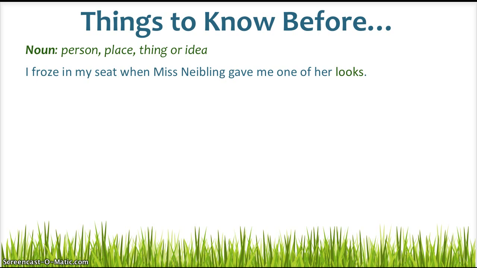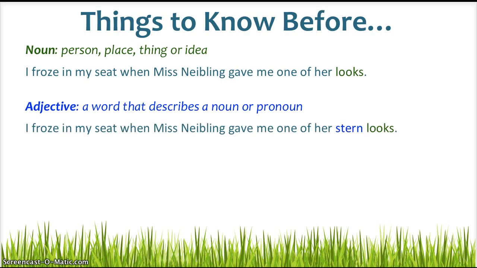Now, there's several nouns in this sentence, but the important one that I want you to see right now is looks. Looks is a thing. Now, the way it's used in this sentence, it's not very descriptive. We need to be able to know what kind of look Miss Niebling gave her student. So, this is where an adjective comes in. What's an adjective, you ask? Well, an adjective is a word that describes a noun or a pronoun.